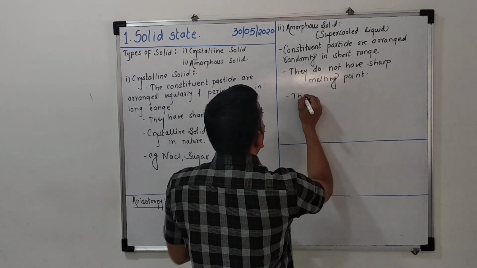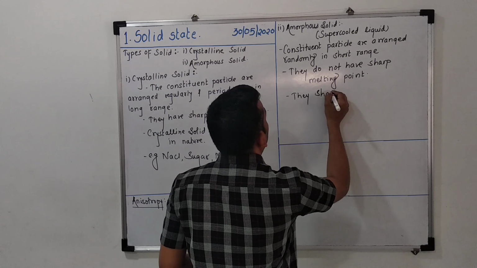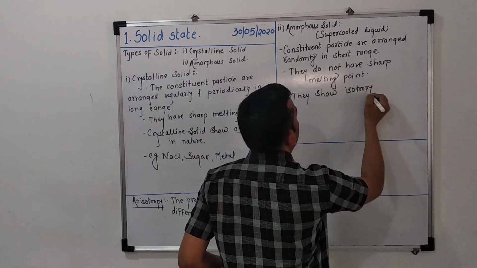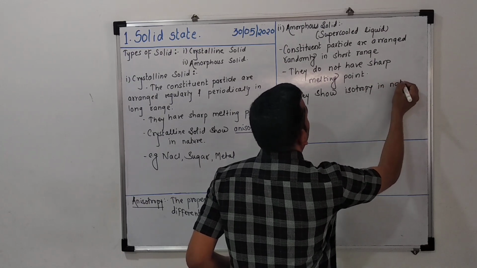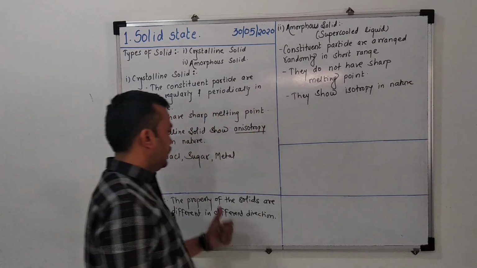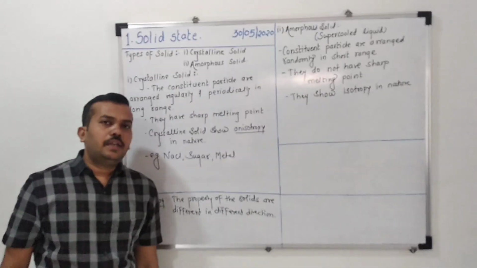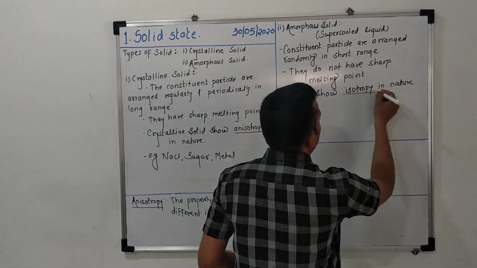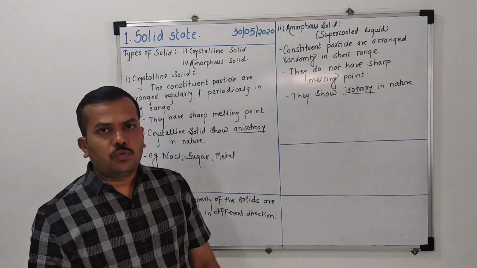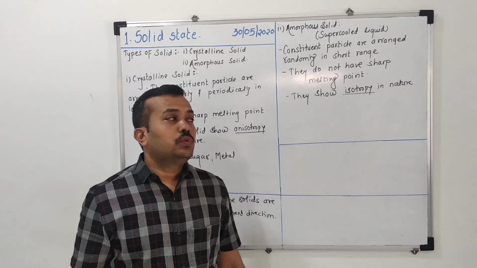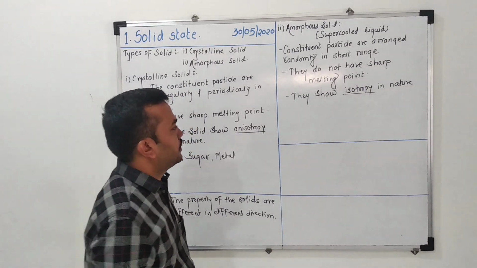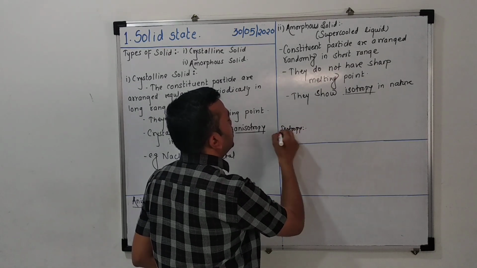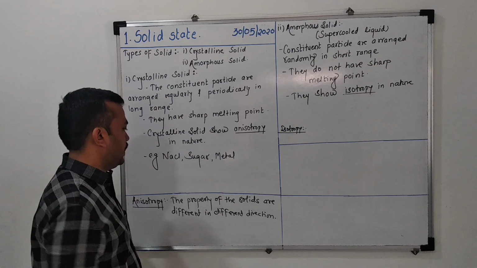They show isotropy in nature. क्या शो करता है? आइसोट्रॉपी. काफी डिफरेंट है एनिसोट्रॉपी एंड आइसोट्रॉपी. On these points, maybe a question can be asked for one mark, short answer. What is isotropy? Isotropy is the opposite of anisotropy.